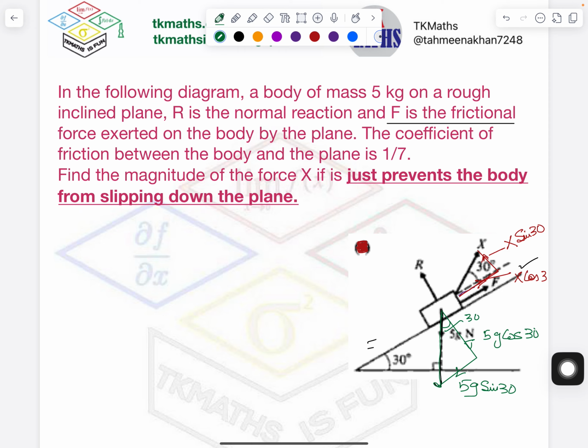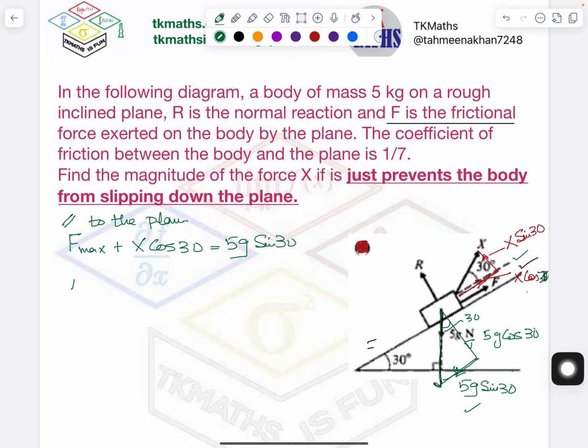First of all, resolving forces parallel to the plane. Let me write here, parallel to the plane. We are resolving. So I can say F maximum, which is acting upward, plus x cos 30 is equals to the downward force, which is 5g sine 30. Right? So parallel to the plane, two forces are acting upward, F and x cos 30, and the downward is 5g sine 30.